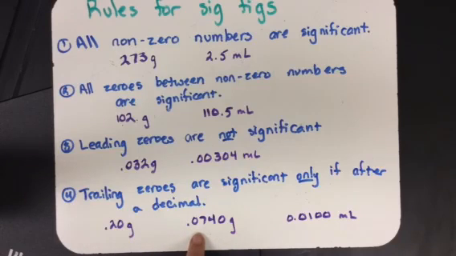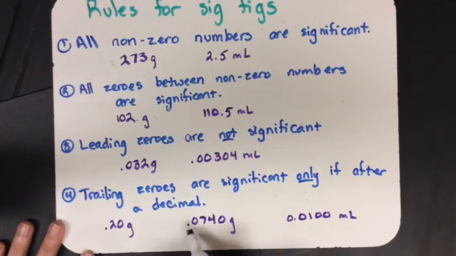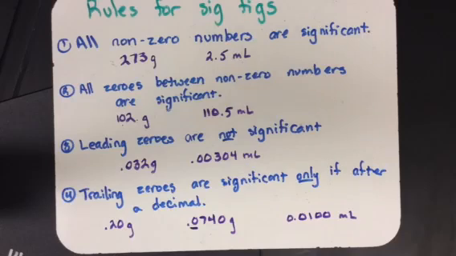In this one, you have 3 sig figs. 0.0740 has 3 sig figs. However, one of those zeros is not significant. The leading 0 is not significant, even though it's after the decimal. Zeros have to be trailing to be significant. So this one is, this one is not.